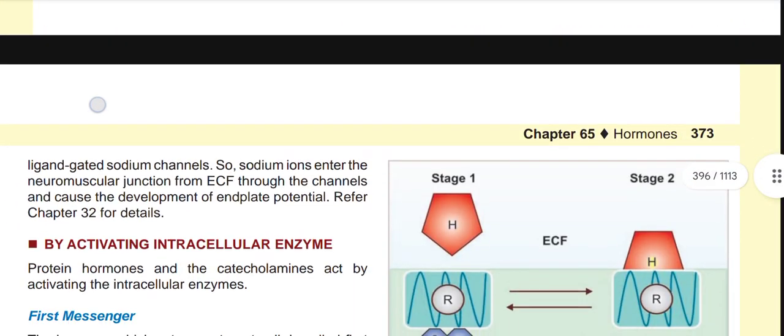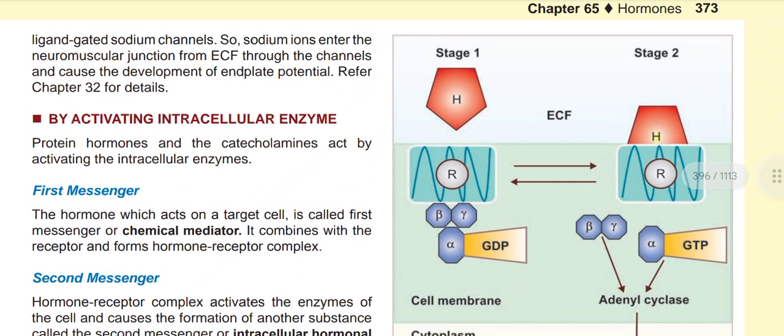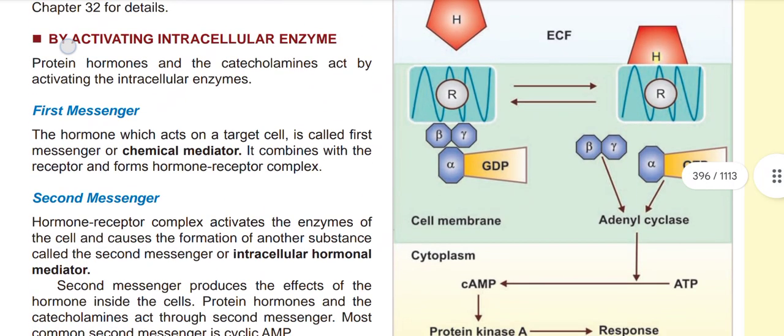Then the second method, by activating the intracellular enzyme. The protein hormones and the catecholamines act by activating the intracellular enzymes. So, what are the components that act upon this type of mechanism? Number one, protein hormones, and number two, catecholamines act by activating the intracellular enzymes. So, in this method, there are some messengers involved. First messenger, first of all, what is first messenger?